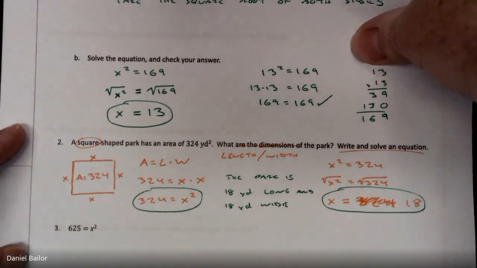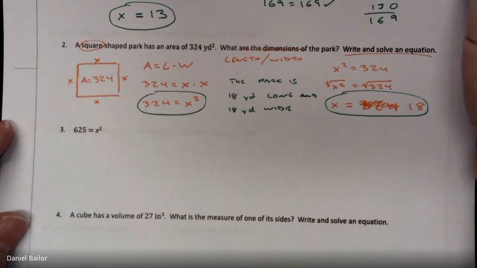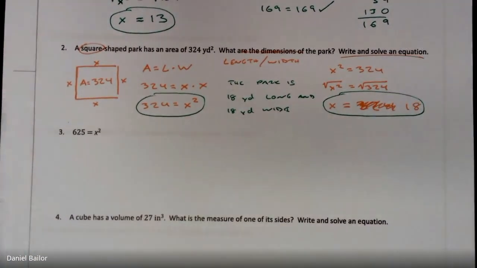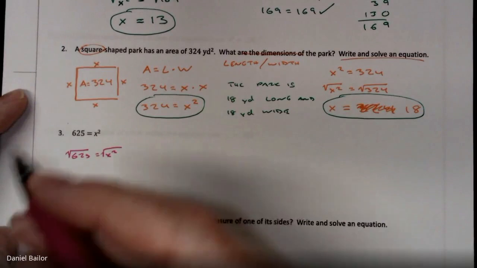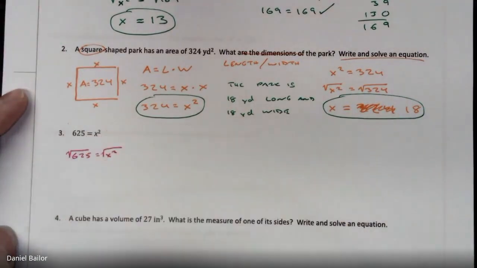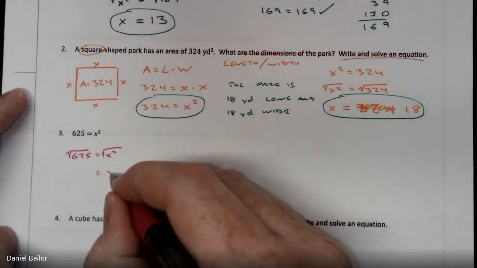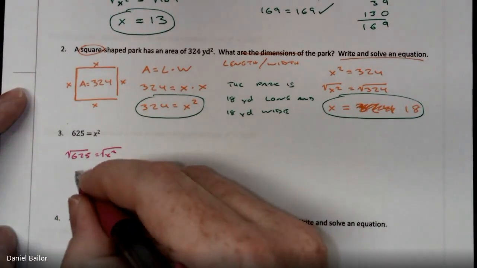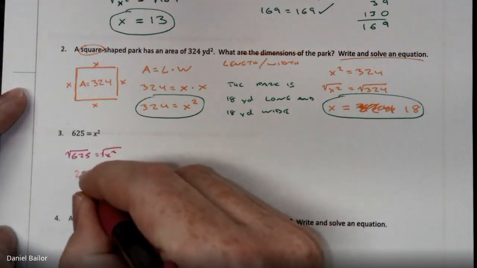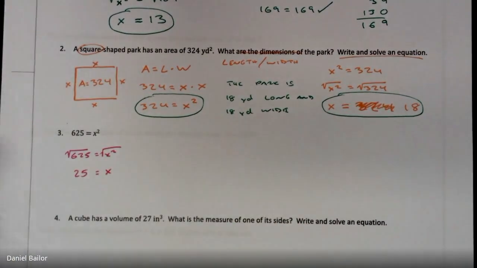Number 3, right here, we have x squared equals 625 that they want us to solve. So x squared equals 625. So the first step, remember, we want to find x. The first step is taking the square root of both sides to keep it equal, because the square root of x squared is x, and the square root of 625 is 25, which you can know from your chart, or you can just memorize.